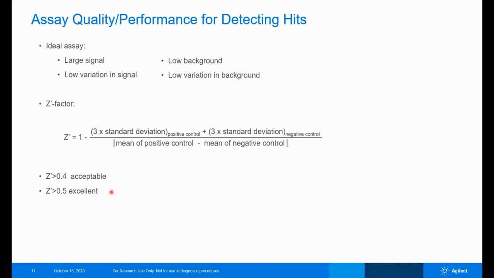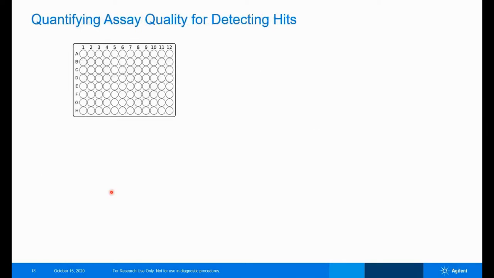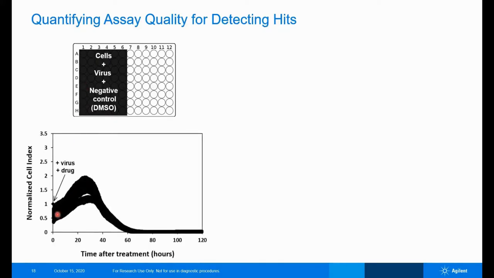We wanted to calculate the Z prime factor for the eSight assay I've shown you. And to do so, we took half of the wells in a plate and added cells plus virus plus negative control, DMSO. When we plot all 48 of those data traces at the same time, we can see that here. So again, over the first day, the cells are proliferating, and then a very massive cytopathic effect takes place.